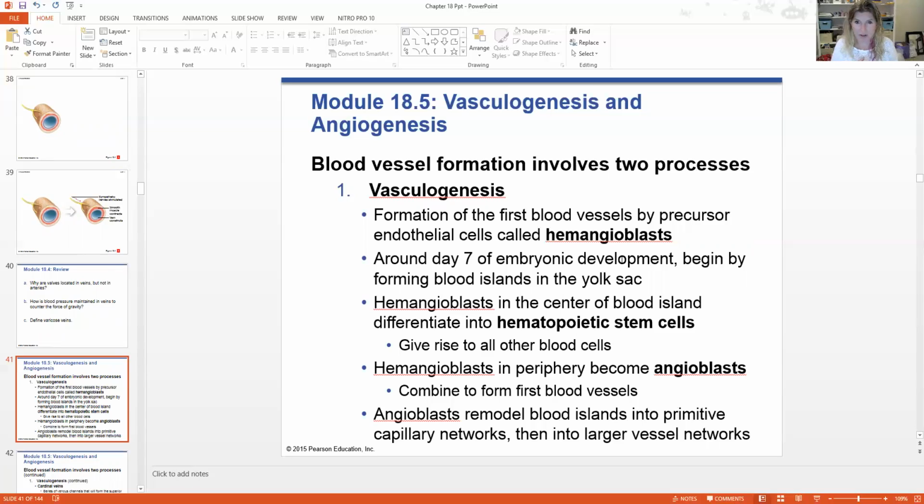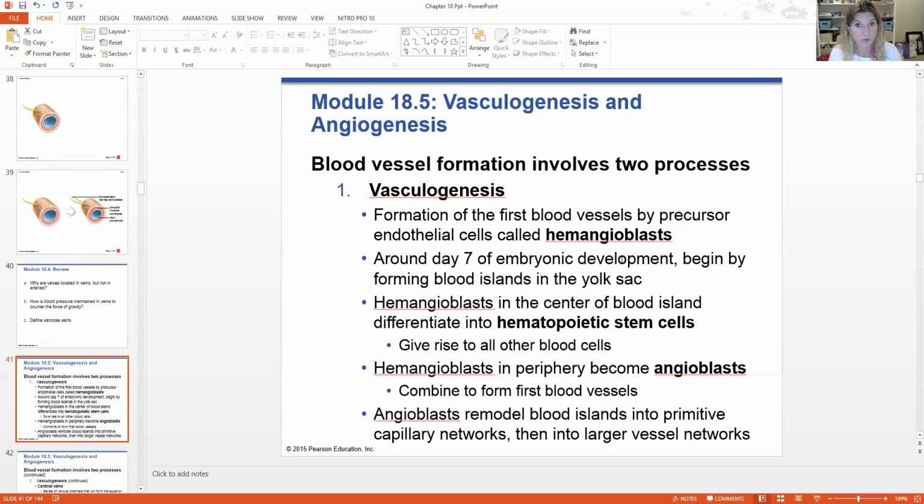Around day 7 of embryonic development, there are little blood islands within the yolk sac that is surrounding the ball of cells at this point. Those hemangioblasts are at the center of this little blood island, and they're going to differentiate into the hematopoietic stem cells that give rise to all of the other blood cells, right? The hemangioblasts within the periphery are called angioblasts.